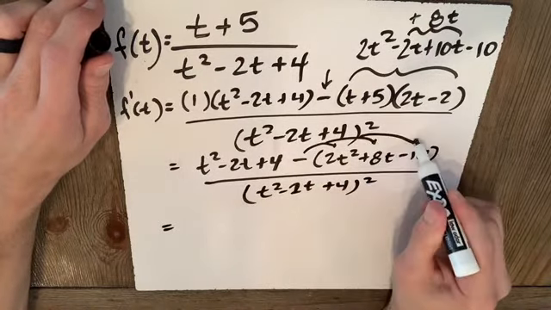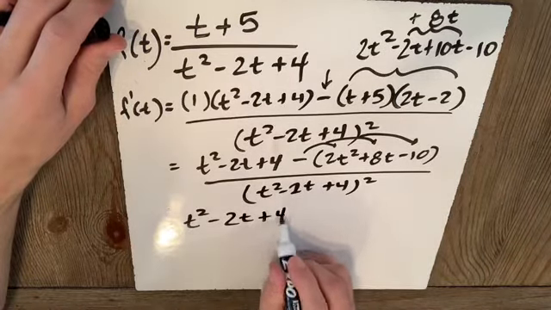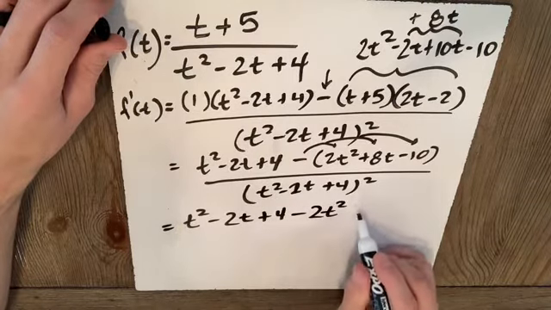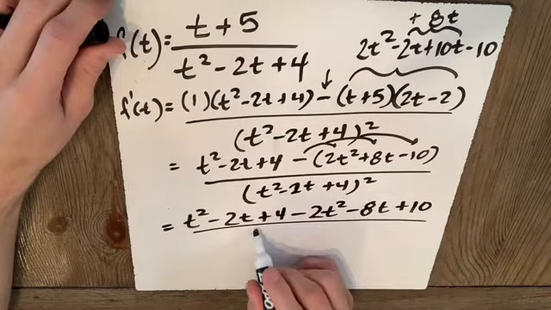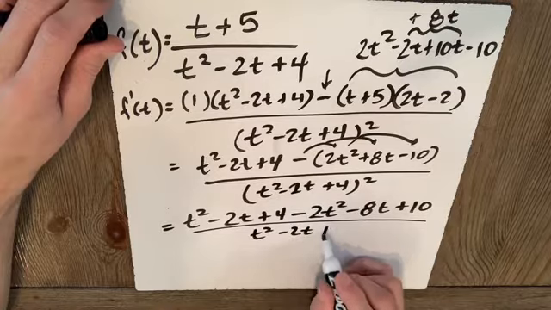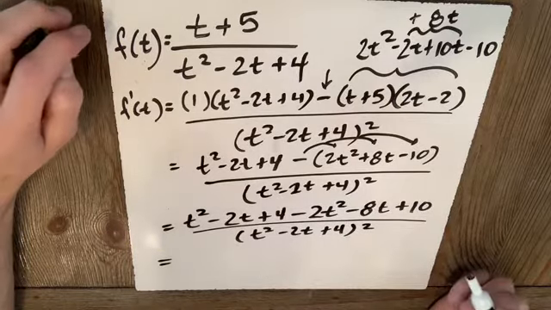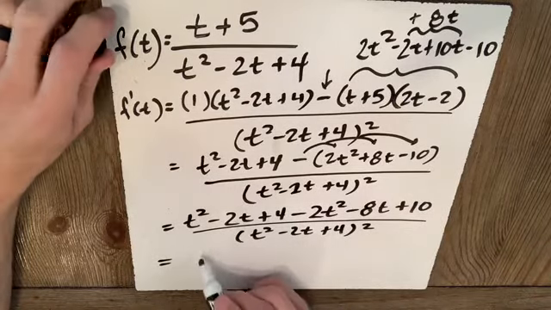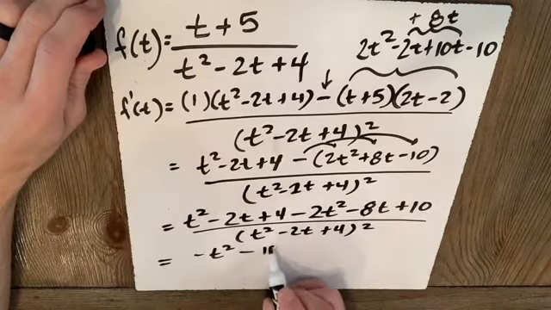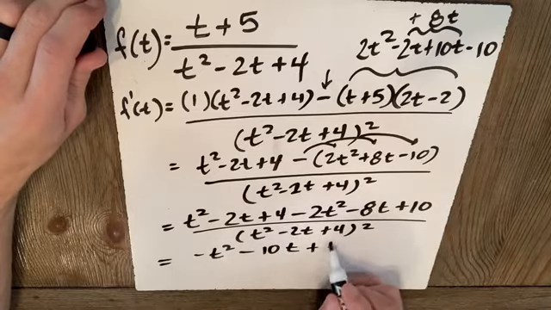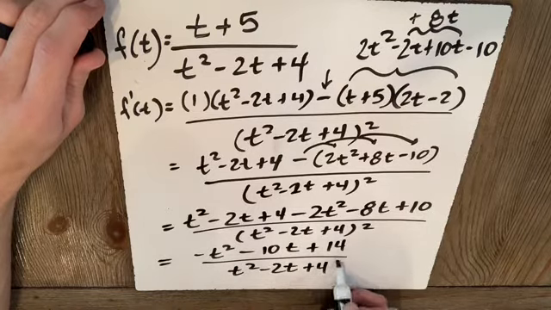I'll distribute this negative to each and every term in the parentheses there to give us t squared minus 2t plus 4, careful, minus 2t squared minus 8t plus 10, and that's all over a denominator of t squared minus 2t plus 4, the whole thing squared, which gives us, well, can I cancel anything? I have t squared minus 2t squared, which is negative t squared. I've got negative 2t minus 8t, which is minus 10t, and I've got 4 plus 10, which is 14, all over t squared minus 2t plus 4, the whole thing squared.